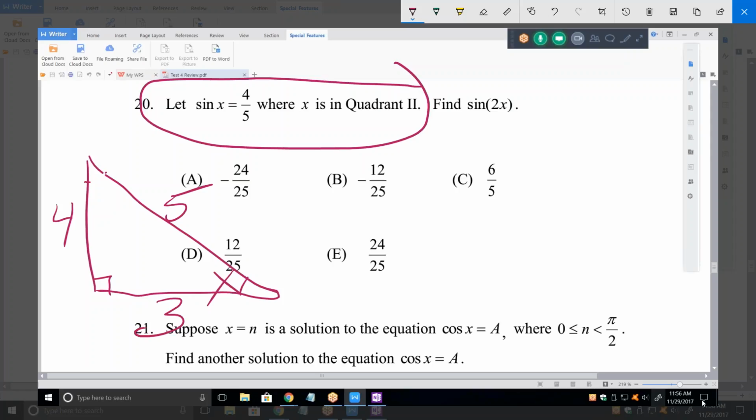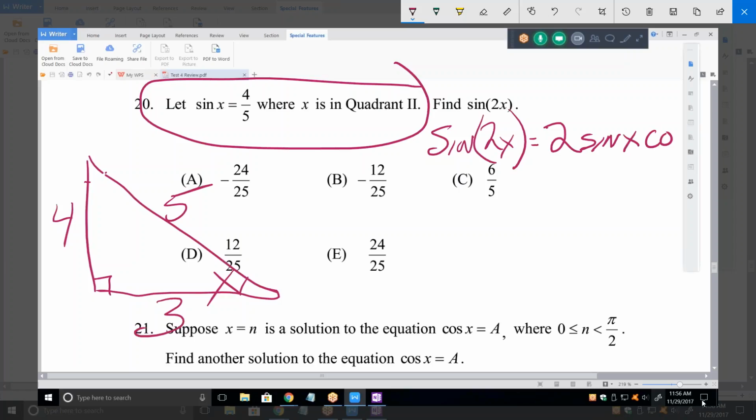Okay. Now, they want to know sine of 2x. Well, I can't figure it out from my picture. But I do know the formula for the sine of 2x. What is the double angle formula? Isn't it sine of 2x? I know the sine one, but I don't know the cosine one. The sine one: 2 times sine x cosine x.